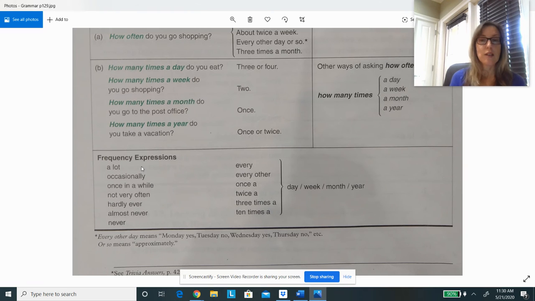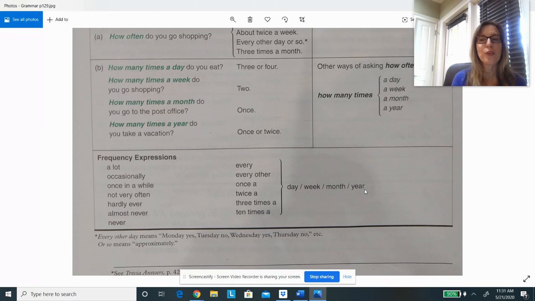You could say a lot. Hey, you might as well repeat after me for pronunciation practice. Occasionally, once in a while, not very often, hardly ever. This means almost never, which is the next expression, almost never, never, every other. That's the on, off. Once a day, once a week, once a month, once a year. All of these go with one of these words.